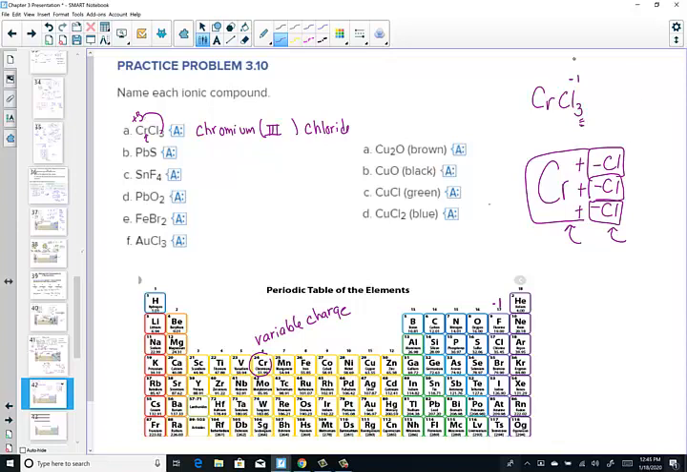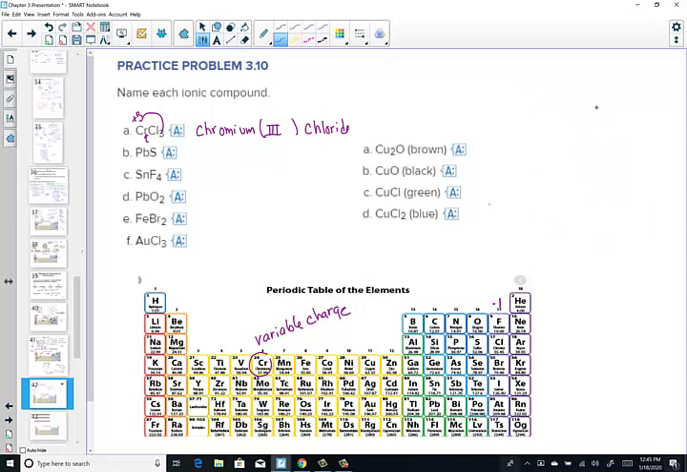We'll keep practicing. Here's letter B. Letter B, I see the element Pb. That's the elemental symbol for lead. See it right here? Pb. Lead lives in the heartland of having a variable charge. It requires a Roman numeral. So I'll leave a parenthesis as part of the name.